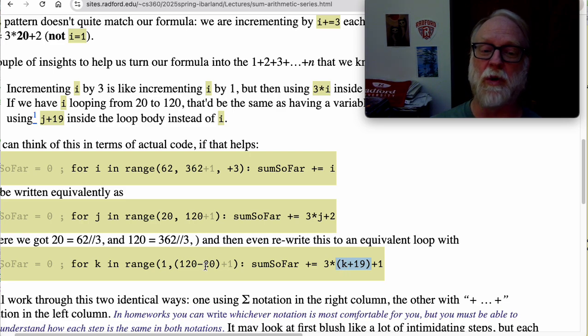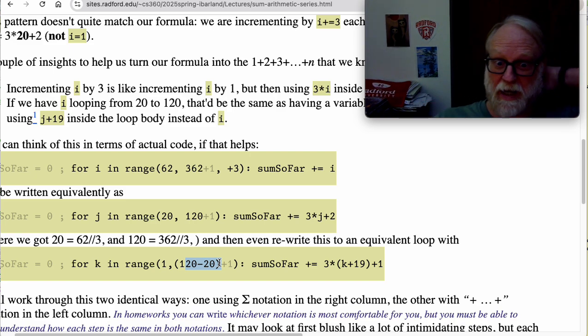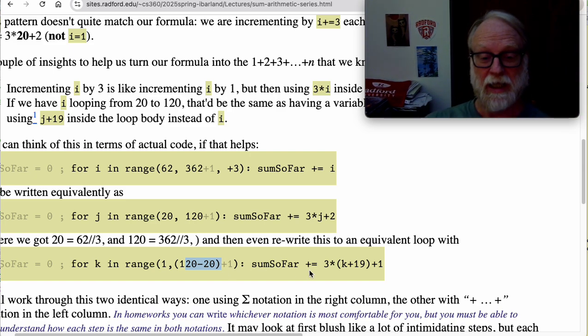So I think I wanted to go one more on this. 120 minus 20 plus 1 to find the difference, and then plus 1 for Python's loop. Okay. So I should fix that, because there's 101 terms. That's the inside, the 101 terms. So this is 1 comma 101 is how many terms I want to add up.